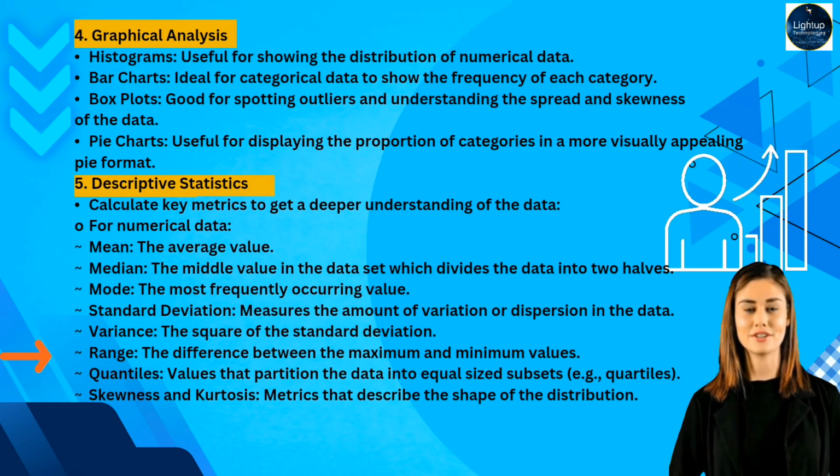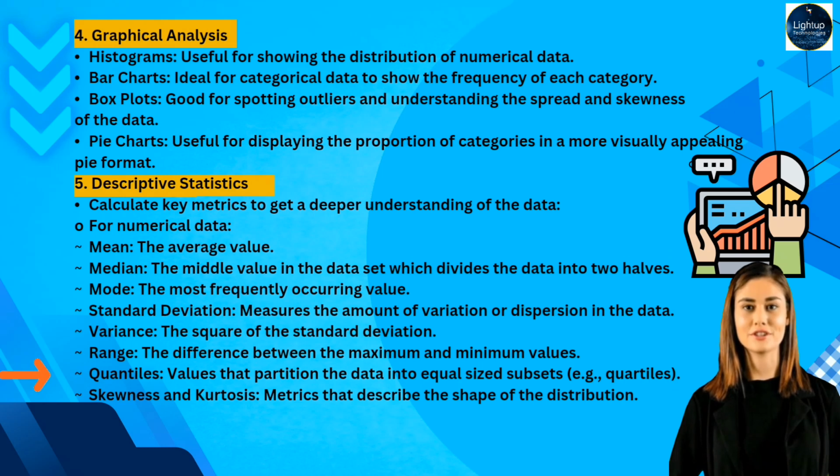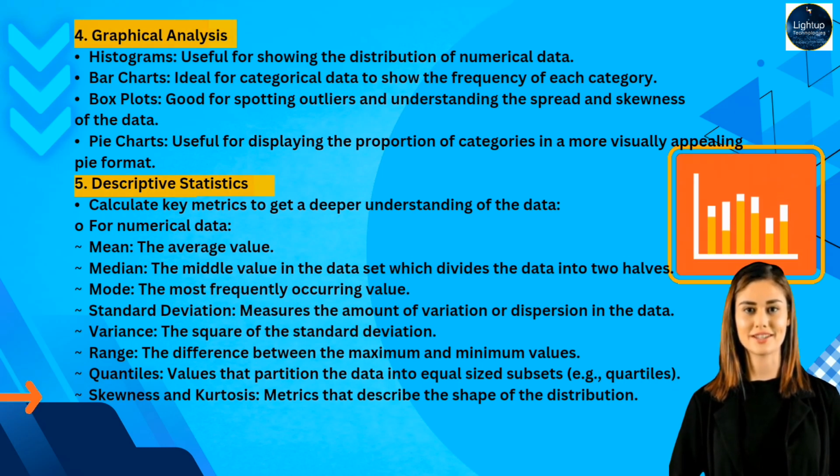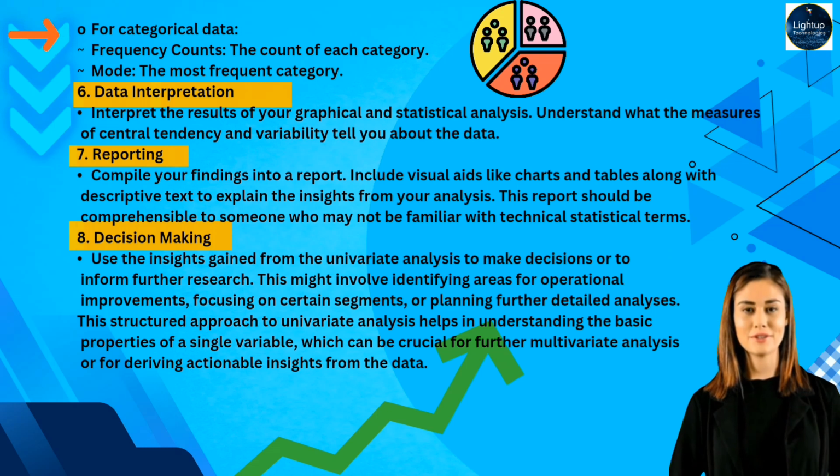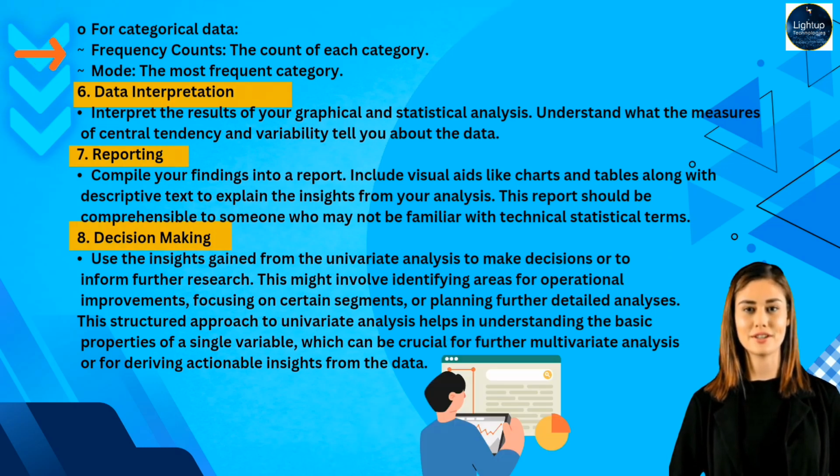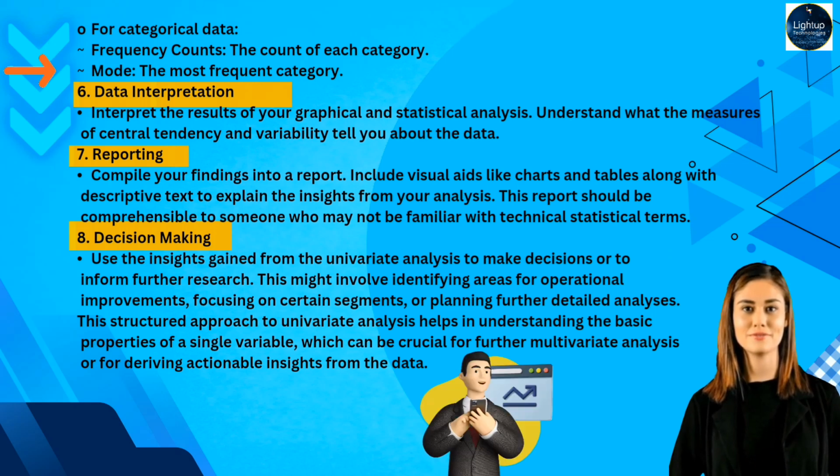Range, the difference between the maximum and minimum values. Quantiles, values that partition the data into equal-sized subsets, e.g., quartiles. Skewness and kurtosis, metrics that describe the shape of the distribution. For categorical data, frequency counts, the count of each category. Mode, the most frequent category.